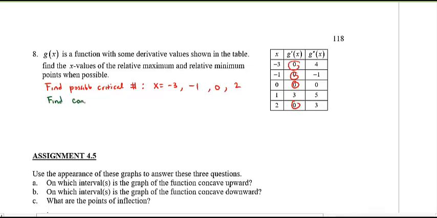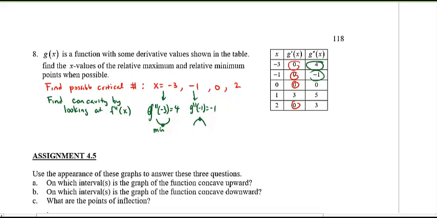find the concavity by looking at, that's right, the second derivative at each of those values. So when x equals negative 3, the second derivative is 4. So in this case, f double prime of negative 3 is 4. That means smiley face. Okay, probably a minimum, right? Okay, how about the next one? Negative 1. Oh, sorry, it's not f, it's g, it's my fault. G double prime of negative 1, that's negative 1. Concaving down. Perhaps a maximum.